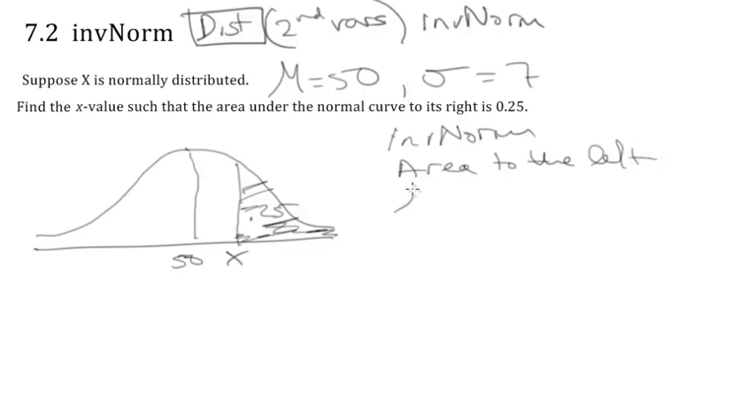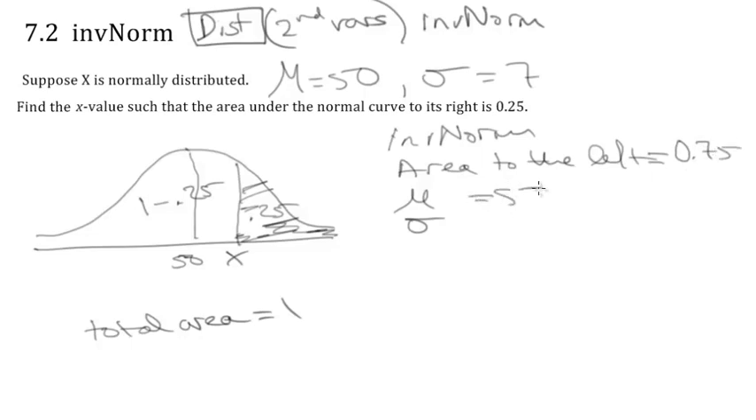And then it wants the mean and the standard deviation. Those are the easy parts. So area to the left, what is that going to be? If this is 0.25, this area over here to the left of the cutoff is going to be 1 minus 0.25, because total area is 1. So area to the left will be 0.75.